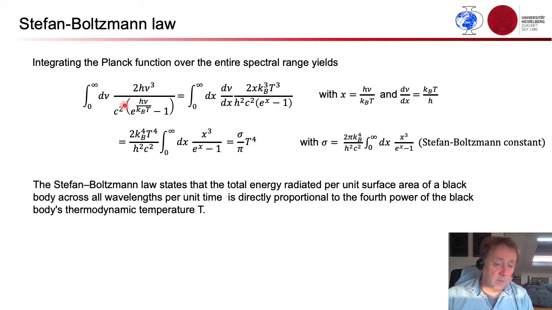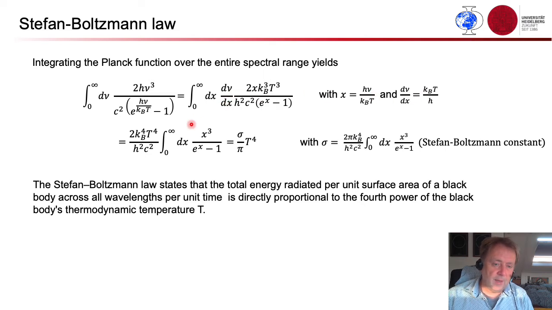Here we use the frequency representation, so the integral goes from 0 to infinity. The first thing we do to solve that integral is introduce a new variable x, the ratio of photon energy divided by the Boltzmann constant k_B times T. Having done so, we in addition account for the Jacobian of the transformation, dν/dx, which we can calculate straightforwardly.